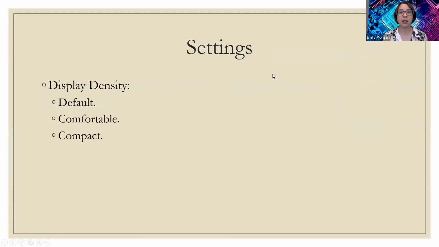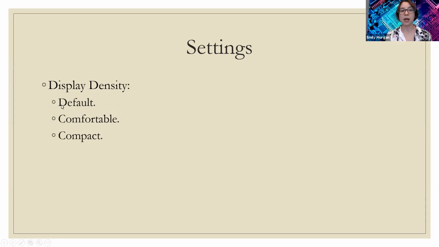So in your settings, you have what's called a display density. That means your email is going to display however it is defaulted. Whenever you create an account and you have your Gmail inbox, it automatically defaults its display density to its default setting, which is basically kind of compact and a little bit small. Now they have another one.